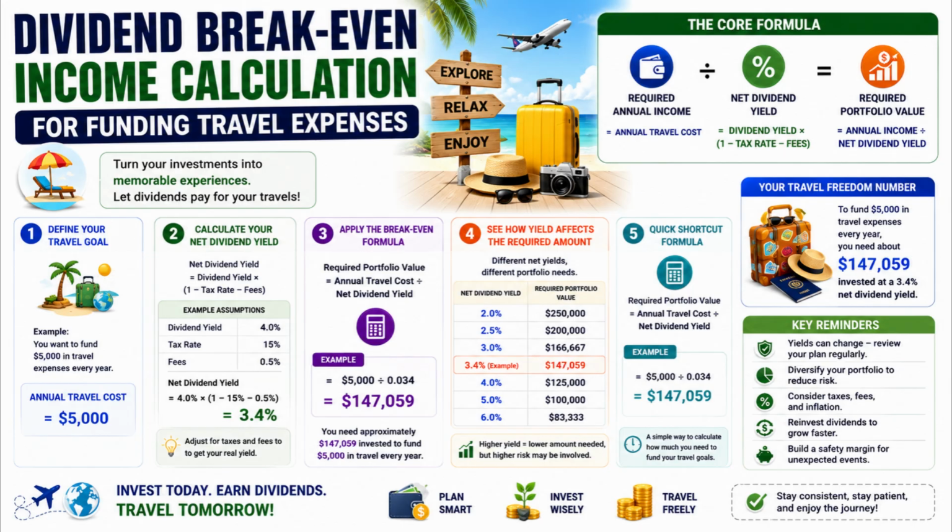Dividend yields can change, so review your plan regularly. Diversifying your portfolio can help reduce risk. Taxes, fees, and inflation can affect your real travel income. Reinvesting dividends can help your portfolio grow faster. Also, building a safety margin can help protect your travel fund from unexpected events or rising travel costs.